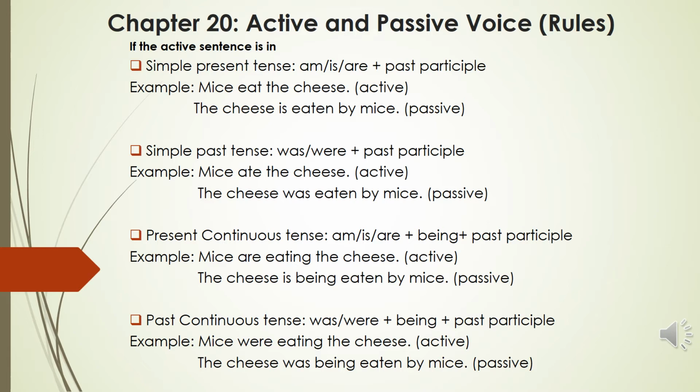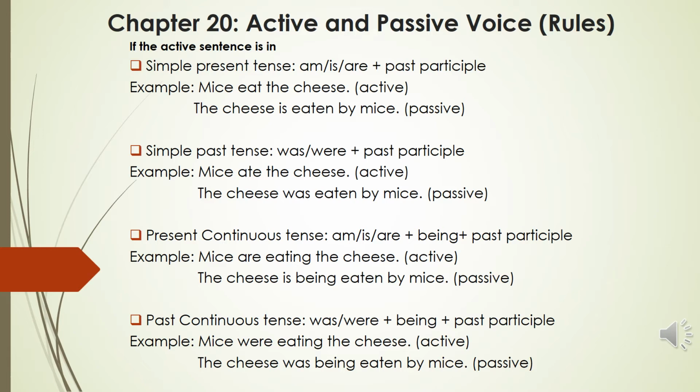If the active sentence is in simple past tense, means there will be a second form of verb in the sentence, then you have to use was and were accordingly with the third form of verb. For example, mice ate the cheese. Now the passive of this sentence will be: the cheese was eaten by mice.